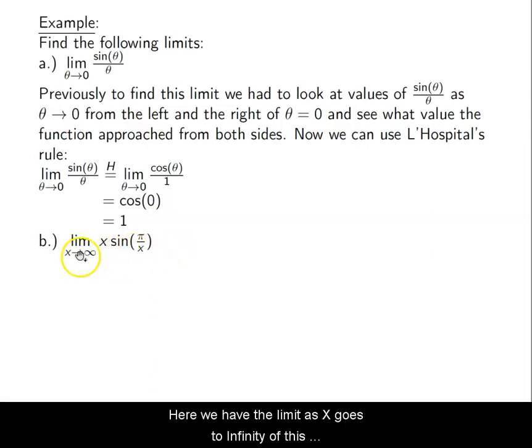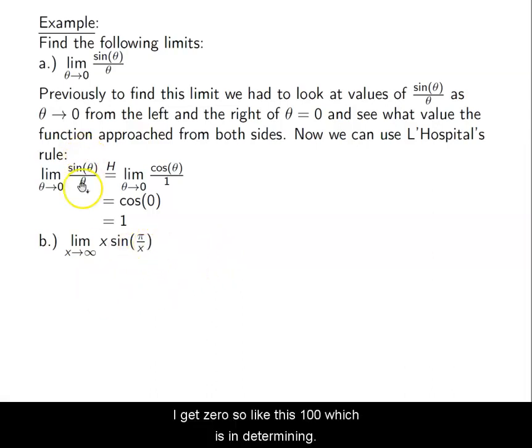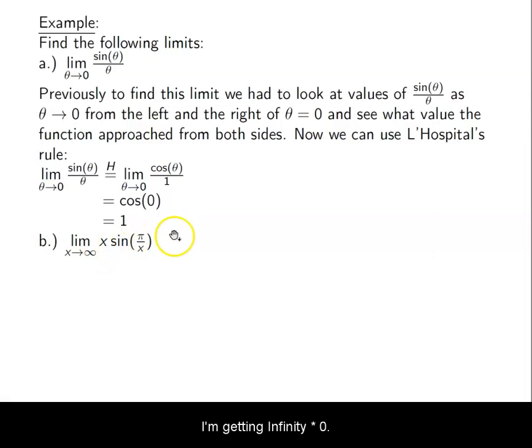Here we have the limit as x goes to infinity of this function. Now this is very difficult because look what happens. As x goes to infinity, sine of pi over x goes to something else. It doesn't go to infinity, right? It's like me plugging in values of sine where I'm plugging in very, very small values, so I'm plugging in values as I get closer and closer to 0. And we know that sine of 0 is 0, right? So when I'm plugging in values of 0 into sine, I get 0. Right, the previous one was 0 over 0, which is an indeterminate form. Here, I'm getting infinity times 0, basically.